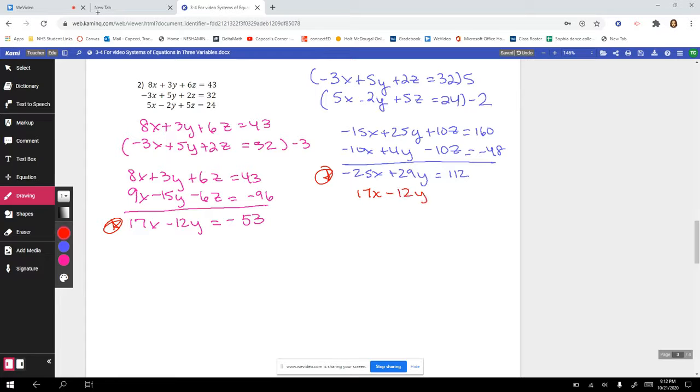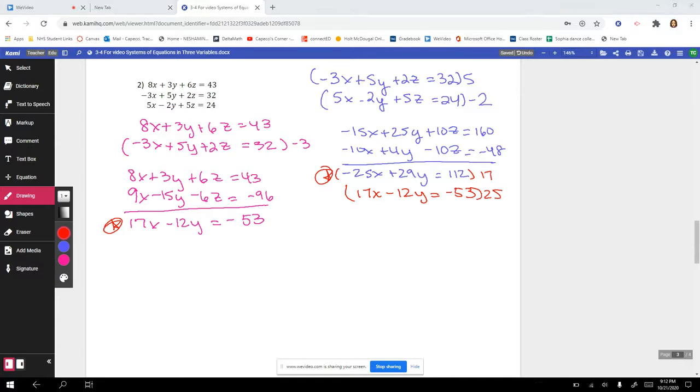17x minus 12y is equal to negative 53. Now, there really is no good number to use here that's an easier one more than the other. So we're going to go pretty high number there. Multiply the top by 17, and the bottom one by 25.